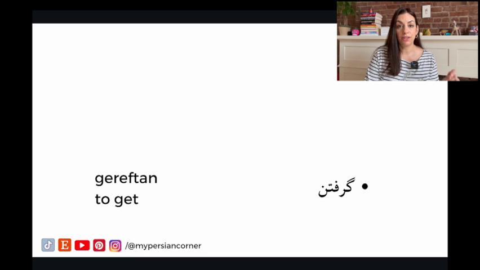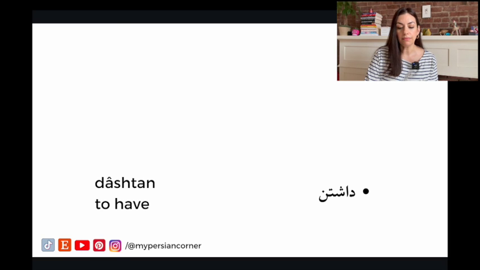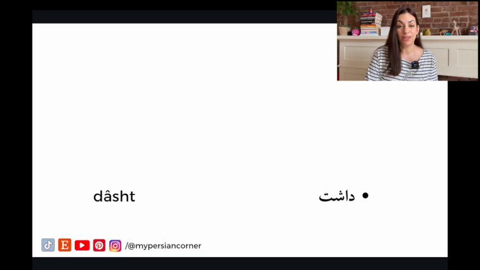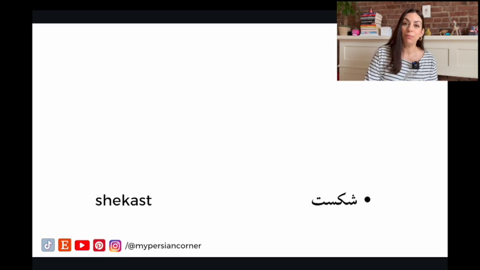Gereften, to get, this is our infinitive. What would be the past root? Good, we just remove the an and we get gereft. And that's also our third person singular, u gereft, right? He, she, it, got. Dashten, to have. What's the past root? Dasht, good. That's also u dasht, he, she, it had. And shikastan, to break. Great. Shikast, also u shikast, he, she, it broke.